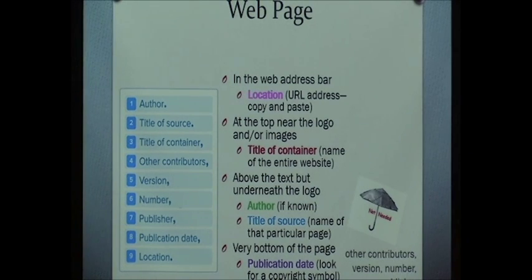Okay, and then obviously the publication date. A lot of times students will tell me that they don't have a date. There's no date listed. Most websites have a date listed. It might be a last updated date. It might be at the very bottom of the page. Most of the time there is a date. It just might not be as easy to find.